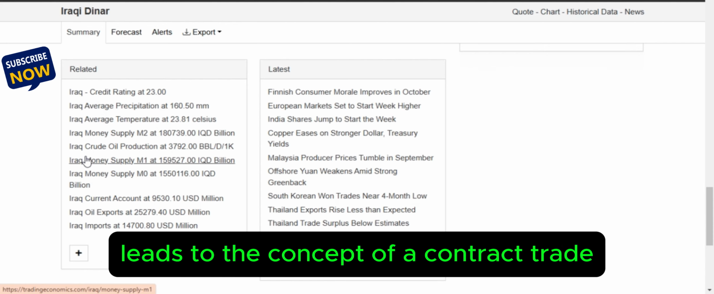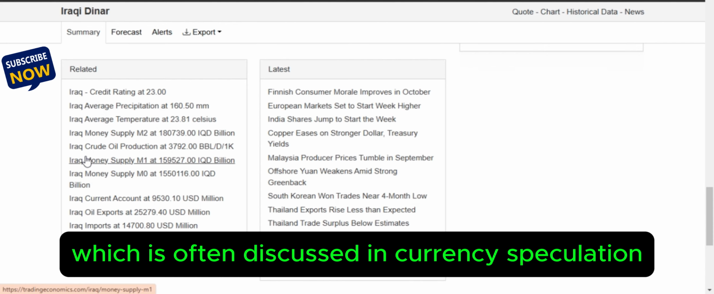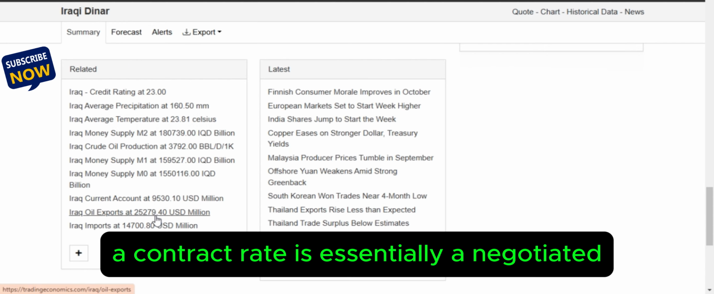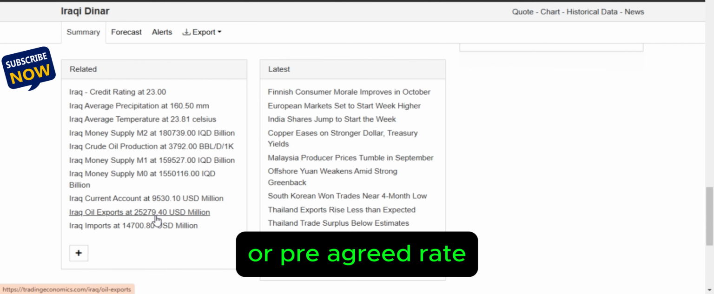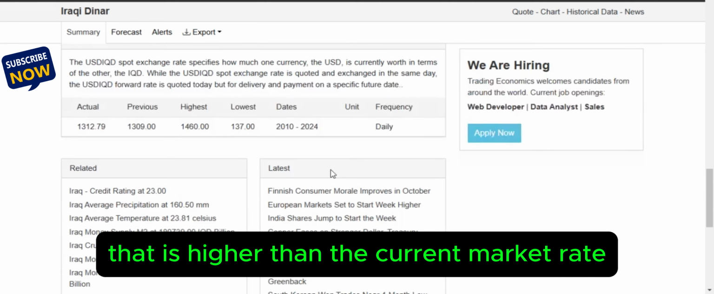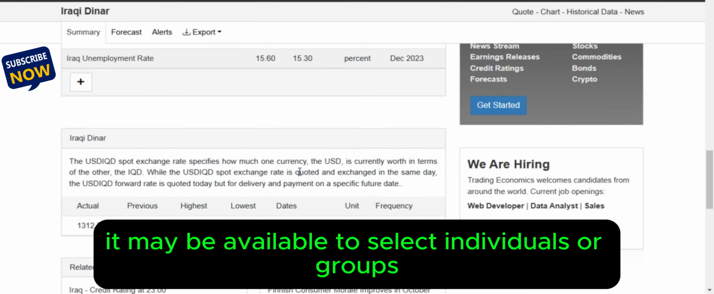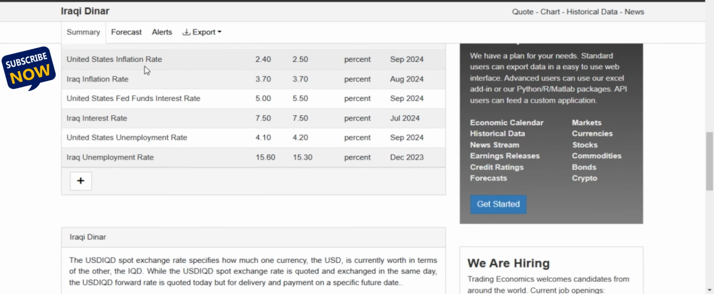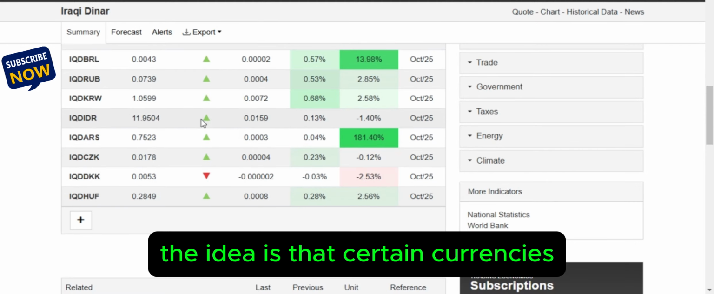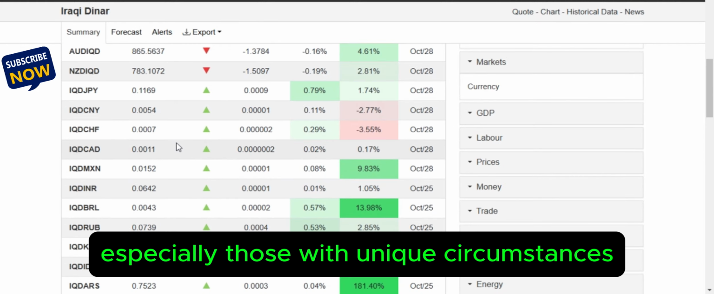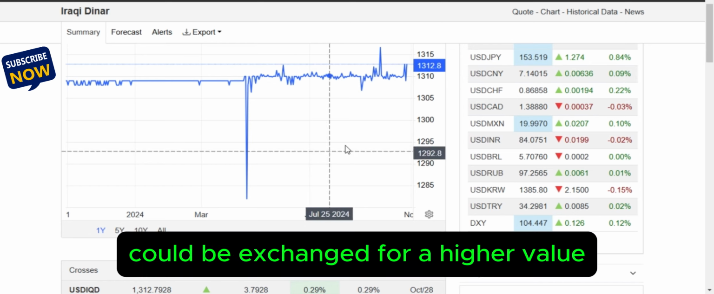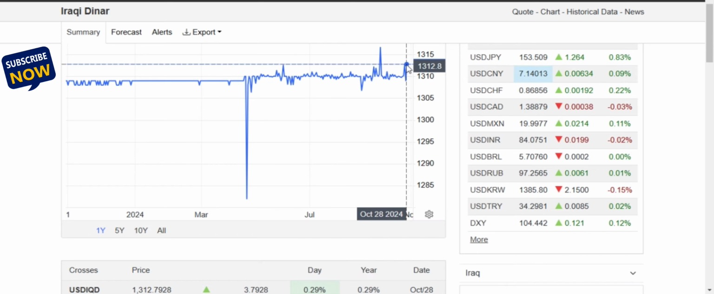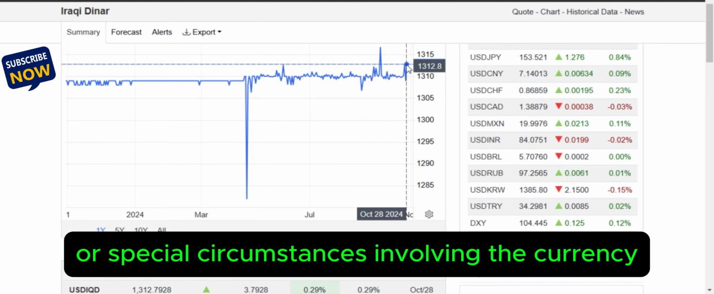This leads to the concept of a contract rate, which is often discussed in currency speculation and investment circles. A contract rate is essentially a negotiated or pre-agreed rate that is higher than the current market rate. It may be available to select individuals or groups under certain conditions. The idea is that certain currencies, especially those with unique circumstances such as the Iraqi dinar, could be exchanged for a higher value at redemption centers due to specific agreements, contracts, or special circumstances involving the currency.